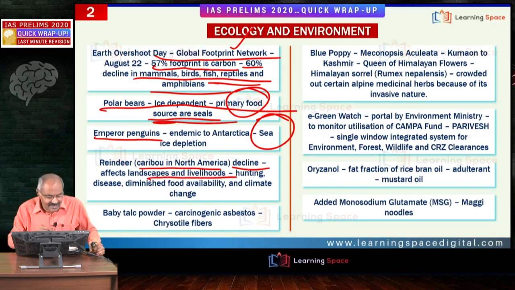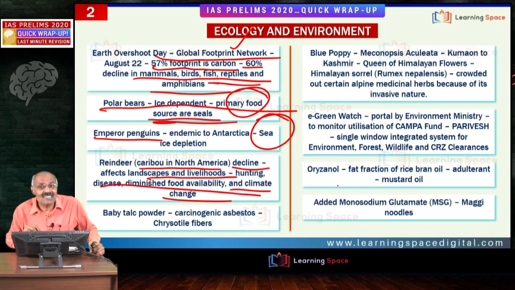And what are the prominent reasons? Climate change is one of the reasons. Hunting, disease, diminished food availability. Because of climate change, disease is proliferating as far as reindeer is concerned.